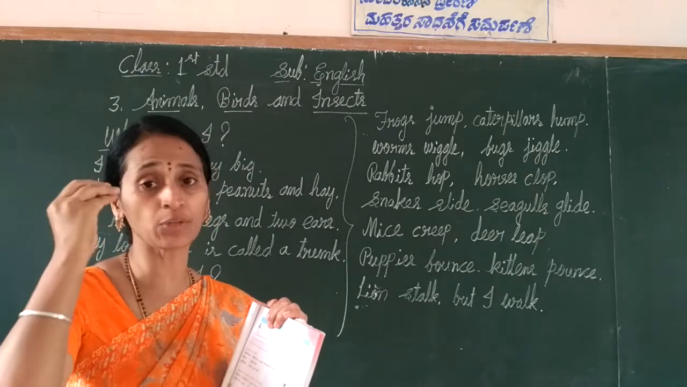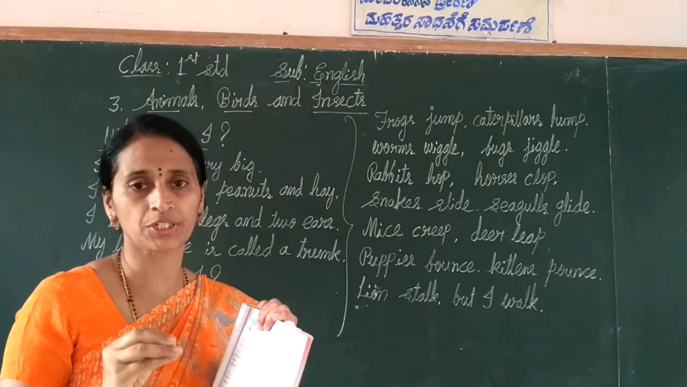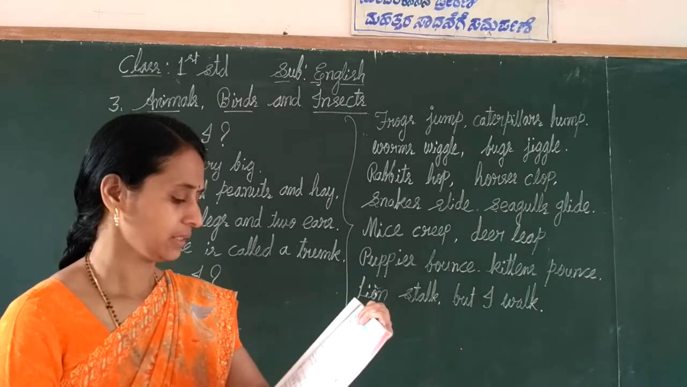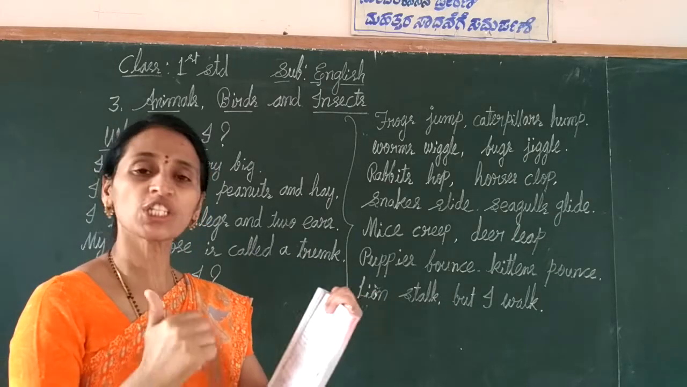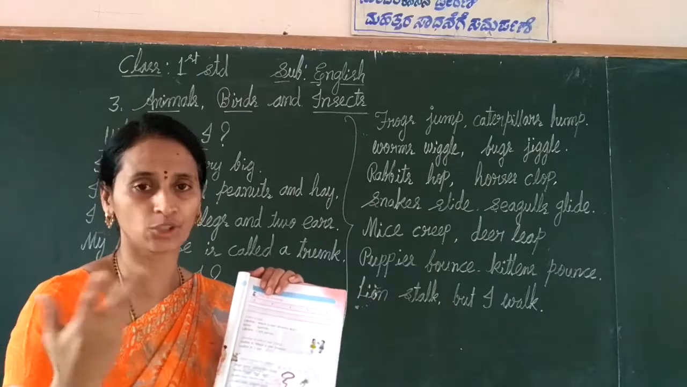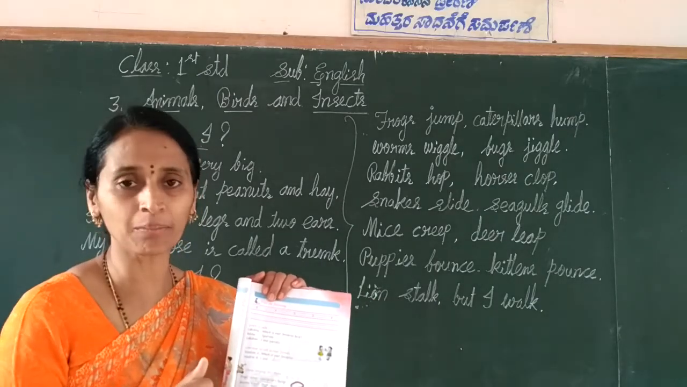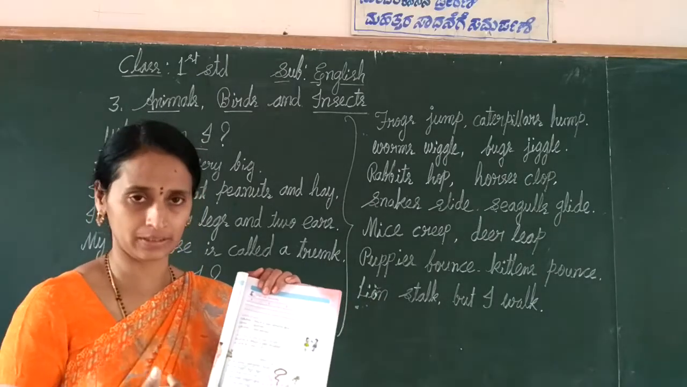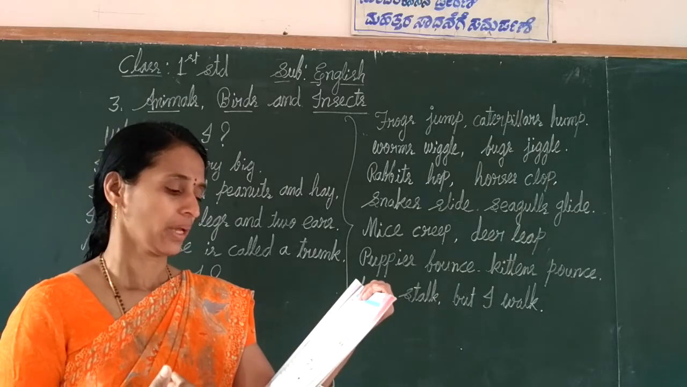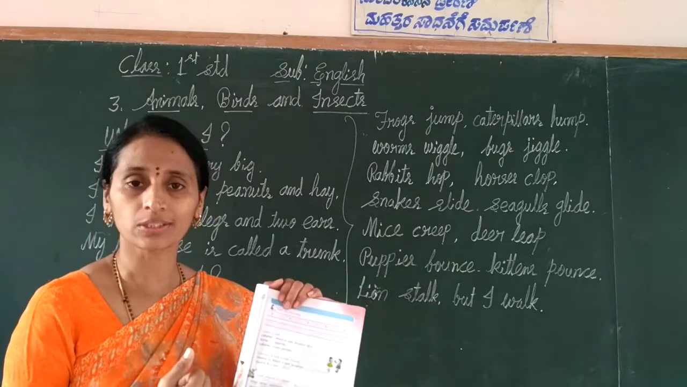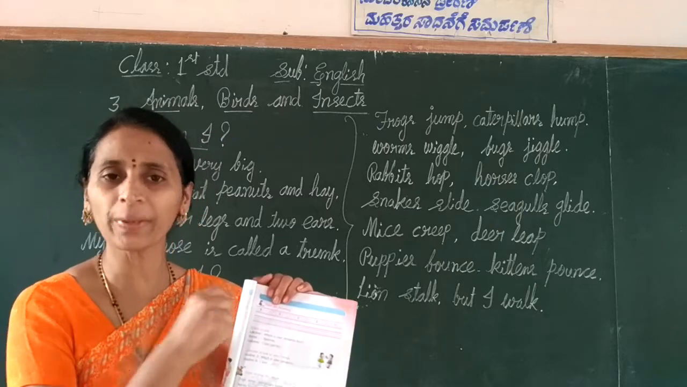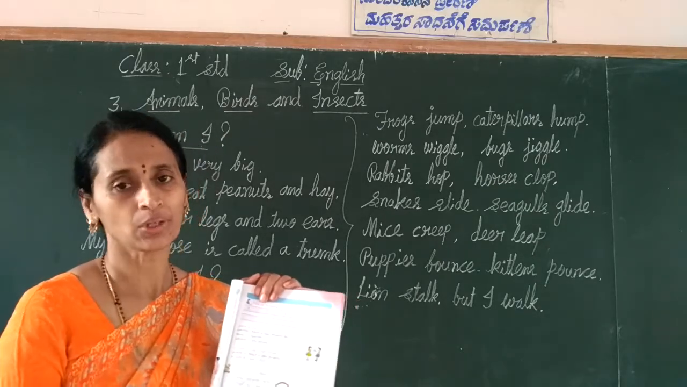You have to create in your mind how to question first, and next, you have to ask. Student A: Which is your favorite animal? Next, your friend says, I love dogs, I love puppies. Any one animal you have to like.